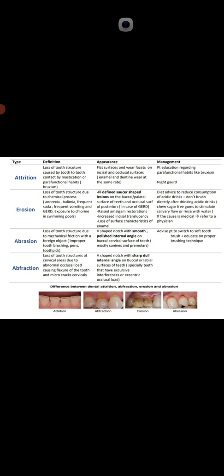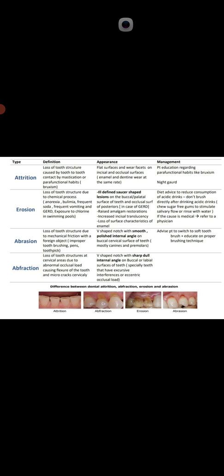Now for MCQ points, which points are important? First, if there is loss of tooth structure due to mastication or parafunctional habit, due to tooth-to-tooth contact, this is attrition. If it occurs at a young age due to bruxism or parafunctional habit, this is pathologic. If it occurs in old age, this is physiologic. It occurs due to mastication.